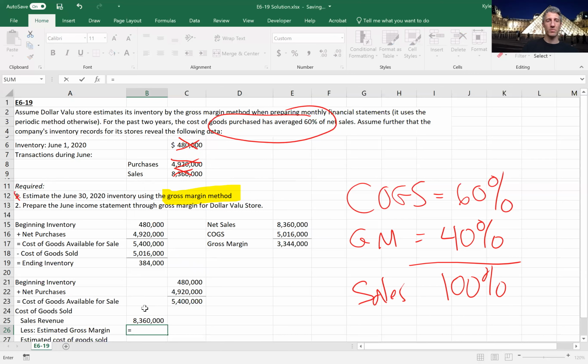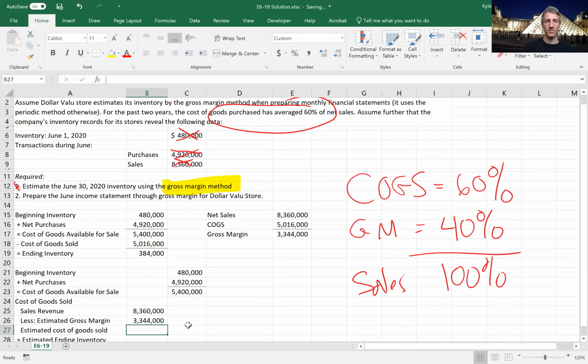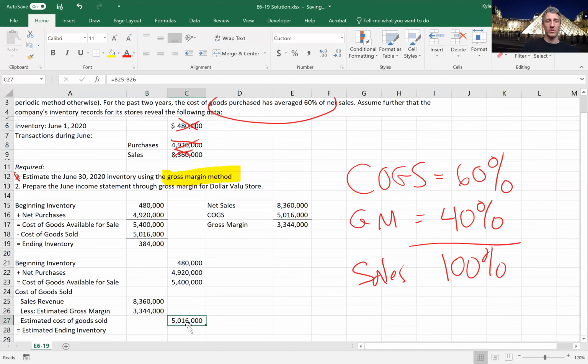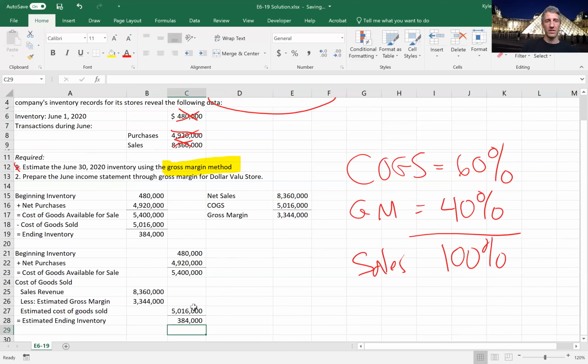So the estimated gross margin is sales multiplied by 40%. Therefore, the estimated cost of goods sold is going to be sales minus gross margin at $5.016 million. Therefore, ending inventory is 384,000. Does it match what we did above? Here, in fact, it does. So we know that both methods we did are correct.